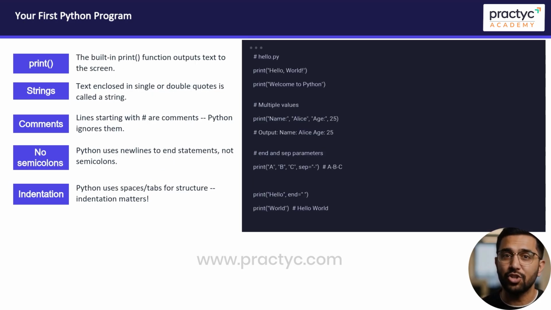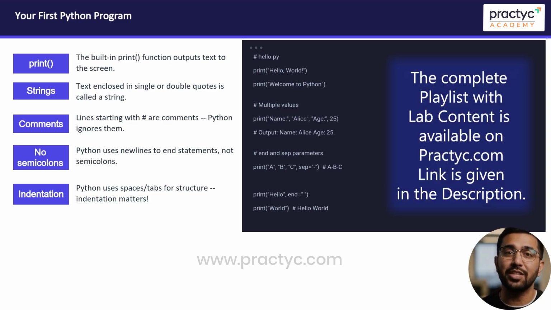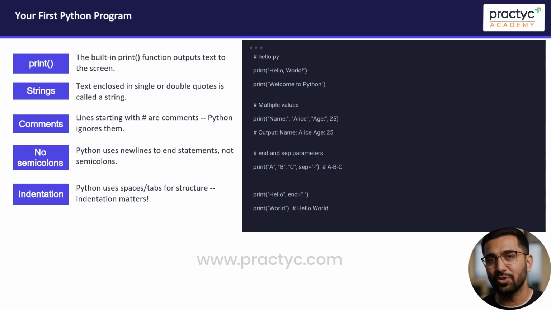The print function displays text on the screen. Strings are text in quotes. Comments start with a hashtag and are ignored by Python. Python uses new lines, not semicolons, to end statements. Indentation is crucial for structure. Example: print hello world outputs text. Use the sep and end parameters to customize output, like print A, B, with a separator.